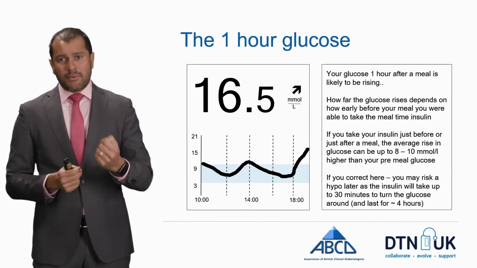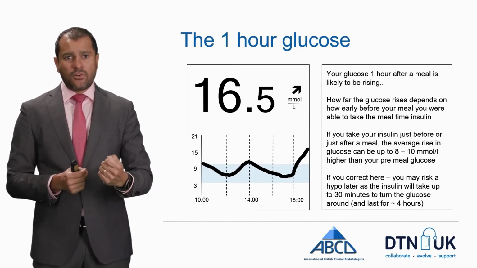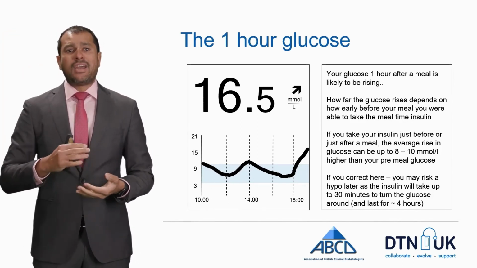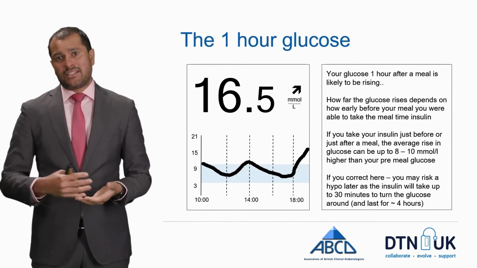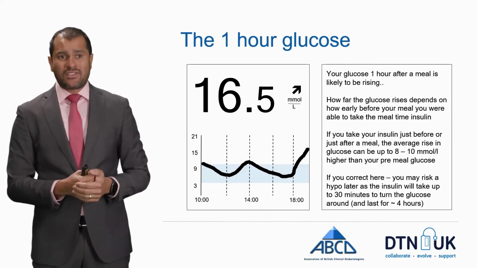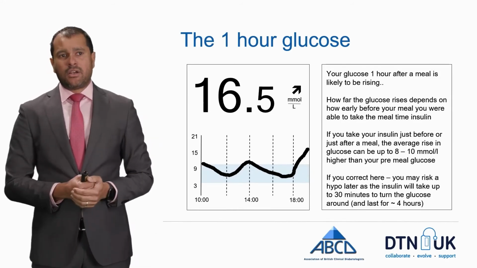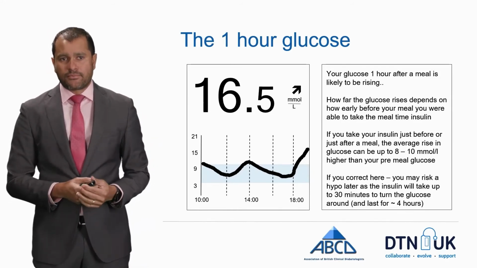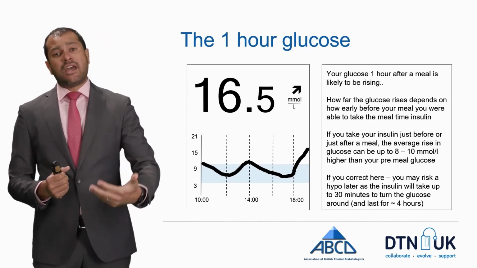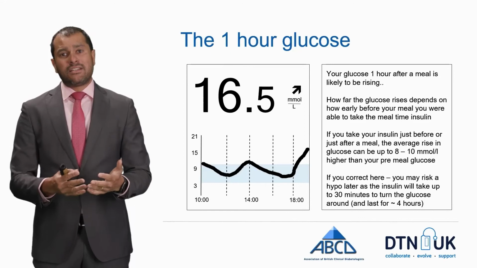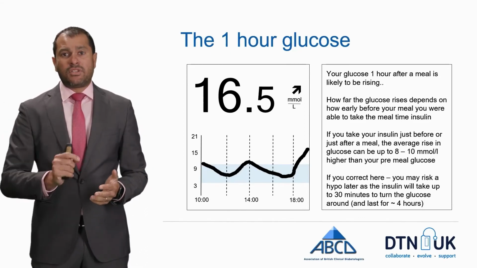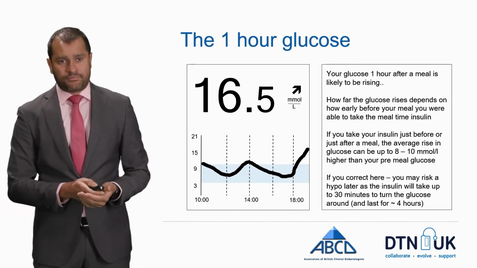If you take your rapid-acting insulin just before or just after a meal, the average rise of glucose is between 8 to 10 millimoles per litre. That's 8 to 10 higher than where you started. So here, if you started with a blood sugar of 6, an hour later this person's blood glucose is now 16.5. Now, if you see that high reading and need to correct down, you've got to remember that the insulin will only start really working a half an hour later, and you might be at risk of hypoglycemia later on.